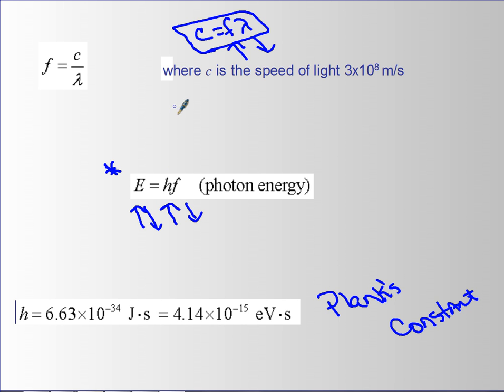So let's look at this. c equals f lambda. c does not change. As I increase the frequency, the wavelength goes down. So high energy means high frequency and small wavelengths. So we have basically two formulas.